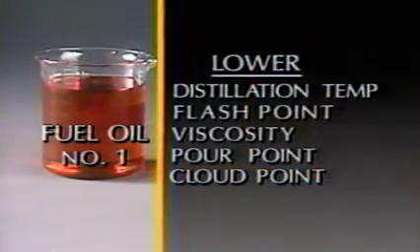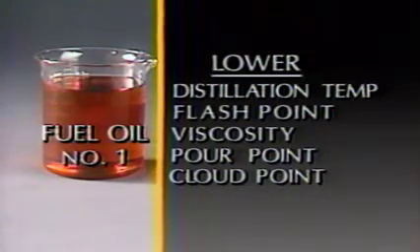Number 1 fuel oil has a lower distillation temperature, flash point, viscosity, pour point, and cloud point temperature than number 2 fuel oil. For cold conditions, an oil refinery or dealer can blend in at least 25% of number 1 fuel oil to lower the pour point.